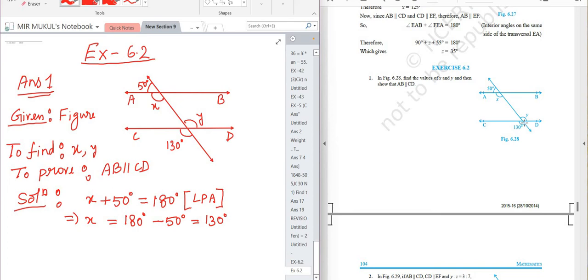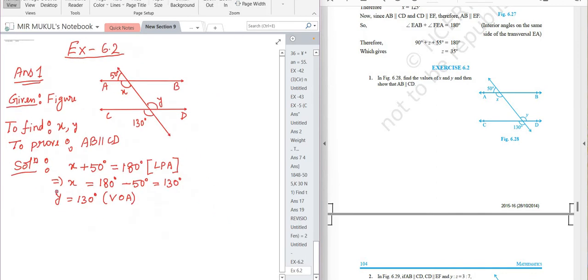130 degrees. Now y and 130, they are what type of angles? Vertically opposite angles. So y equals 130 we can write, because these two angles are vertically opposite angles. Right? So x we got, y we got.